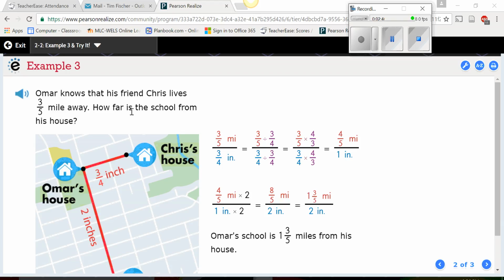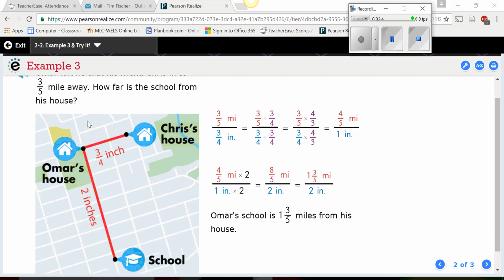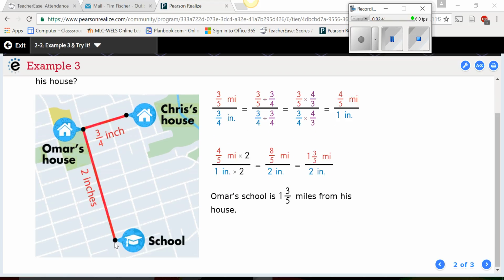So now we can go back to the question, how far is the school from his house? Since the school is 2 inches, now we can use this unit rate to understand the distance in miles. Since 1 inch is 4/5 a mile, we need to multiply by 2 to figure out the distance of 2 inches. So the denominator, pretty simple, 1 times 2 gives us 2. And so we have that idea. But our main answer is coming from the top, right? 4/5 times 2. So that's going to be 4/5 times 2 over 1.